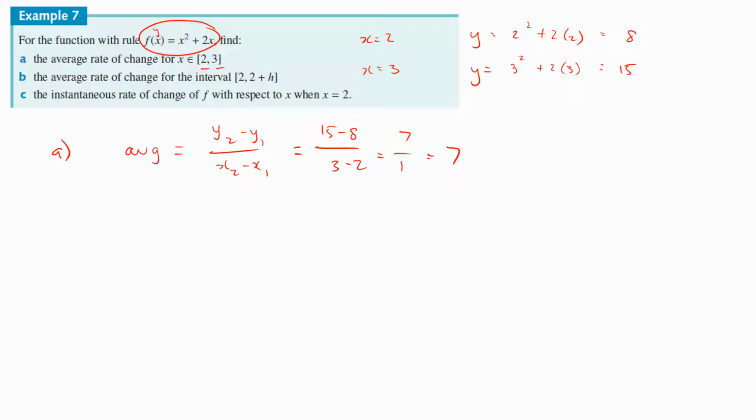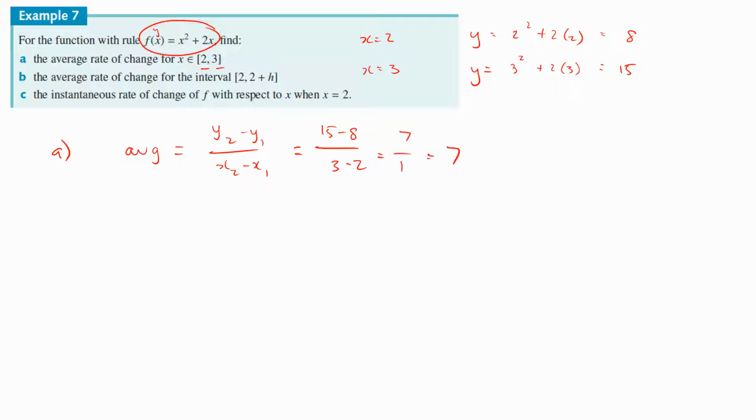And then the average rate of change for the interval 2 to 2 plus h is exactly the same thing. The only thing I'm changing is that. So that becomes 2 plus h squared plus 2 times 2 plus h. And that's pretty much your first principles. When you did your first principles, it was f of x plus h minus f of x, divided by x plus h minus x. That's just the first principles.